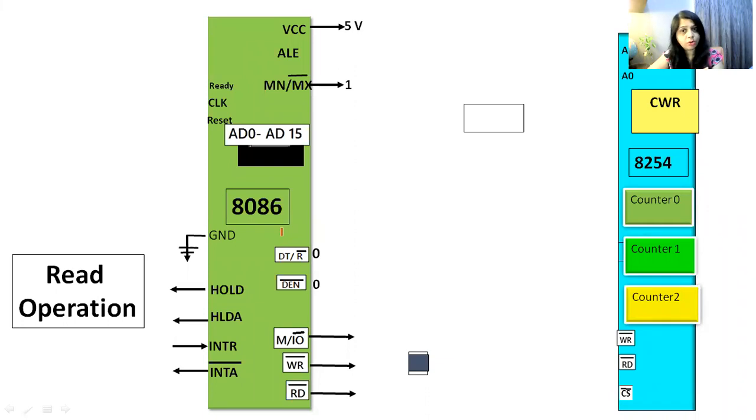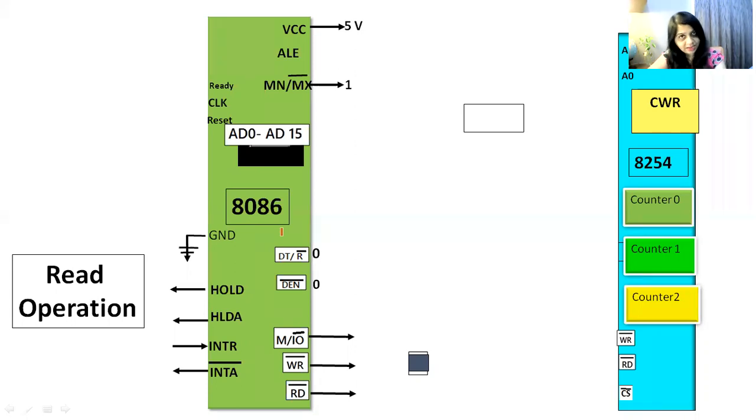8086, we know that it operates in two modes, that is minimum mode and maximum mode. That means when there is only one 8086 operating in the system, we say that it is operating in minimum mode, and when there are multiple processors, it is in maximum mode. Now here we will see the interfacing between 8254 and 8086 when 8086 operates in minimum mode. I will give you a brief of minimum mode.